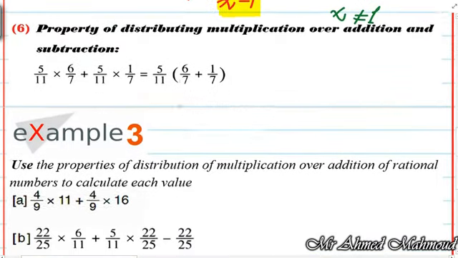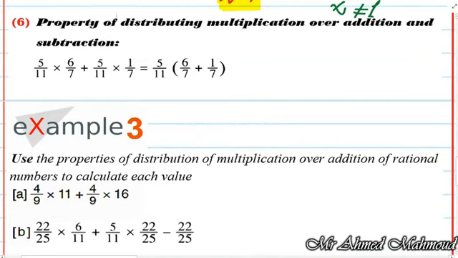Property number 6 is called the property of distribution, or distributing property: multiplication over addition and subtraction. What does it mean? If we have, for example, two multiply operations like this, 5 over 11 multiplied by 6 over 7 plus 5 over 11 multiplied by 1 over 7. By looking at the two operations, we find that 5 over 11 is common. Common means we have the same fraction in both brackets.